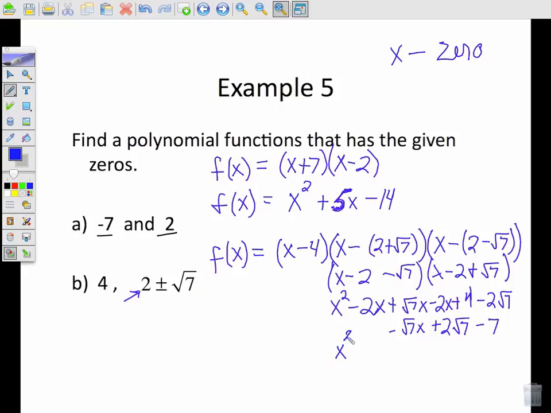When I add my like terms, I have x squared. I'm going to go ahead and show you some things here that cancel. We've got the minus square root of 7x with the plus, and the 2 square root of 7 with the minus 2 square root of 7. So we end our result with minus 4x, and 4 minus 7 is negative 3. All right, we still have to multiply that out with the x minus 4.